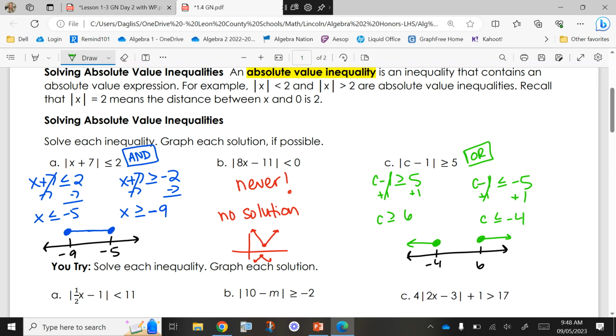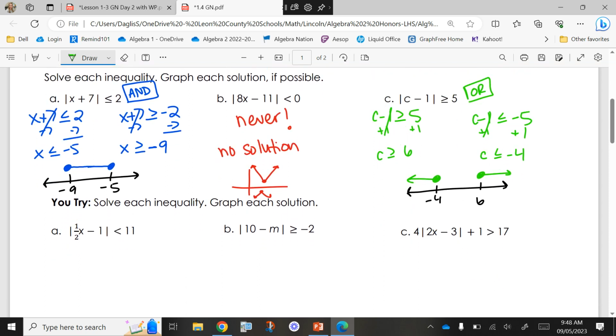Can you try letter A below? The 1/2 x minus 1 is less than 11. My algebra 1 teacher said "less than, greater thor." I've never heard that before. Good job, math teacher. Now I will remember it and I will use it. Less than, greater thor. Interesting. I like it.